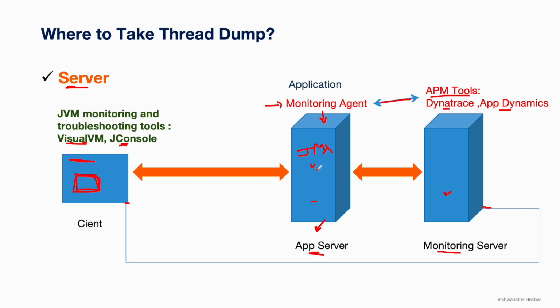Here, application server means your application will be hosted. You may be running a banking application or an insurance application, right? Those applications will be running on this application server. And here we will also have a monitoring agent which will monitor and take the thread dump, and it will communicate with this monitoring server so that it can share the thread dump with this monitoring server.